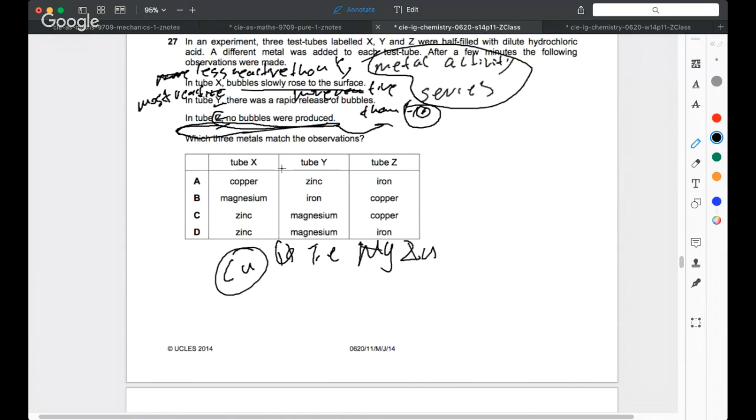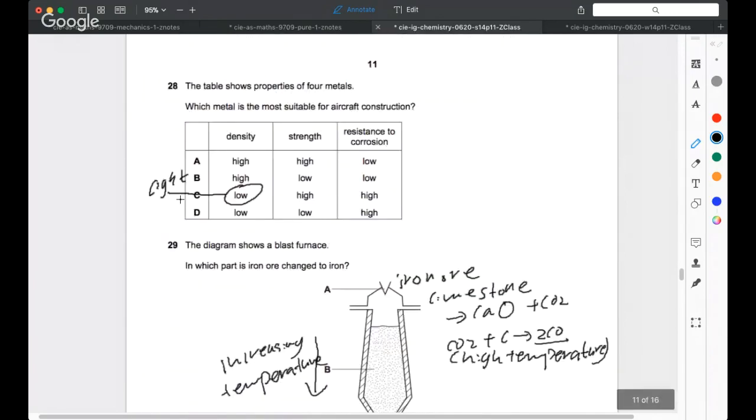And if you compare X and Y, X is less reactive than Y. So A and D are the wrong answers, because iron would react with water. If you look at B and C, because Y is more reactive than X, you know magnesium is more reactive than zinc. So C is the right answer. But B, because magnesium is more reactive than iron, that does not give you the right answer. So the right answer is C.